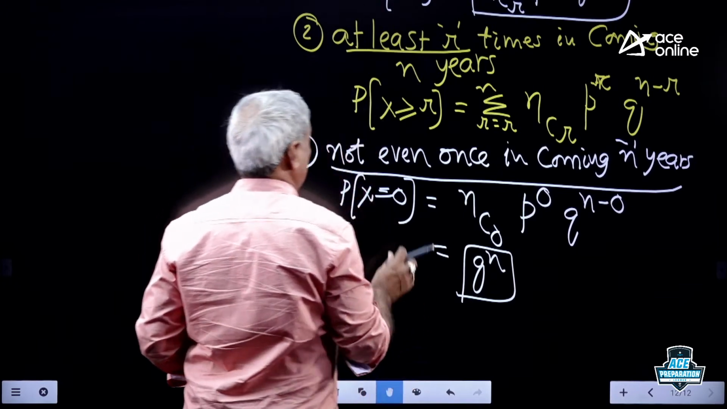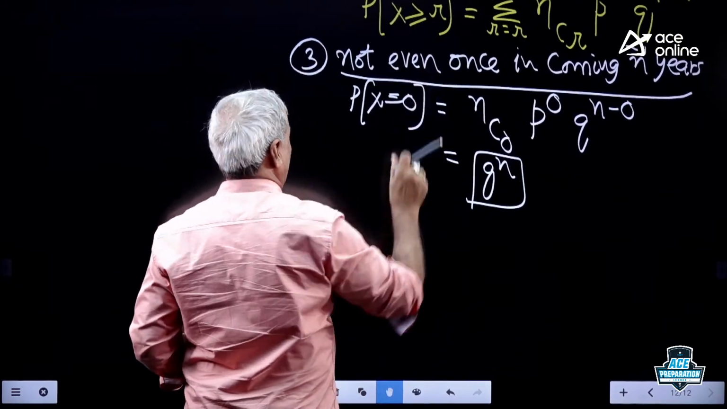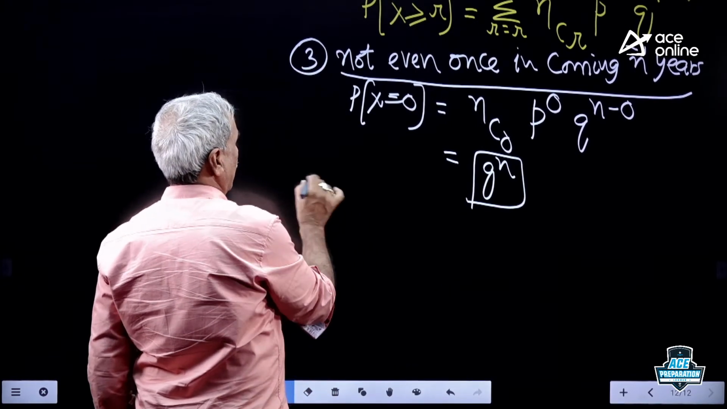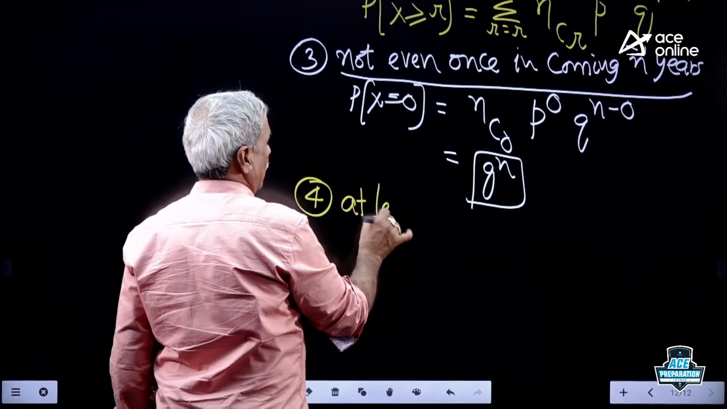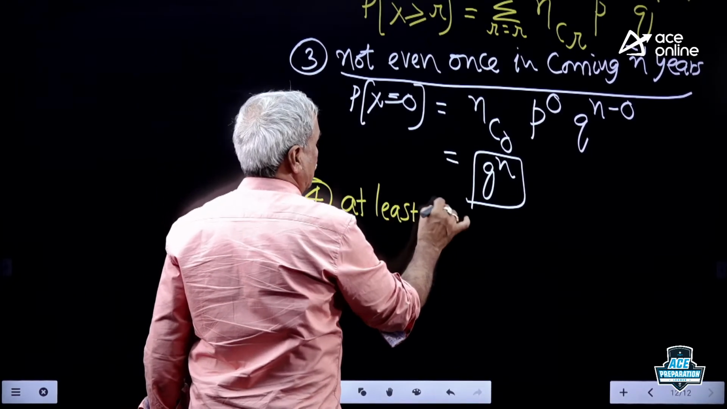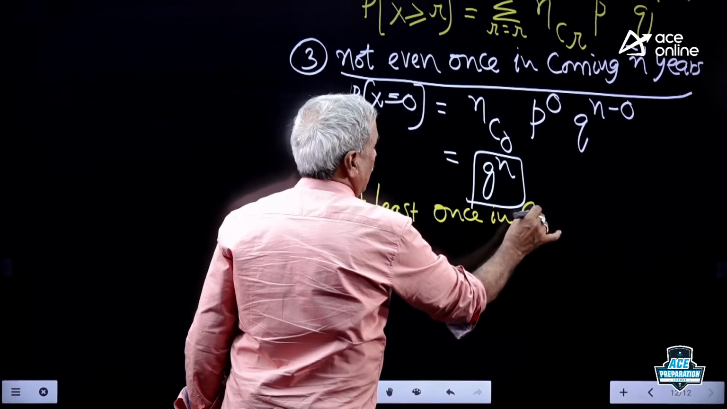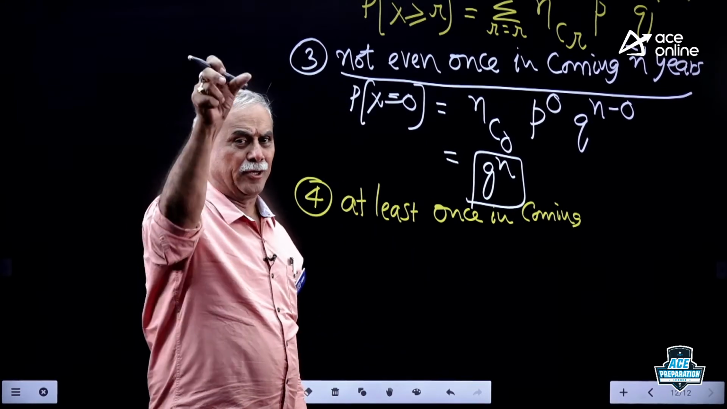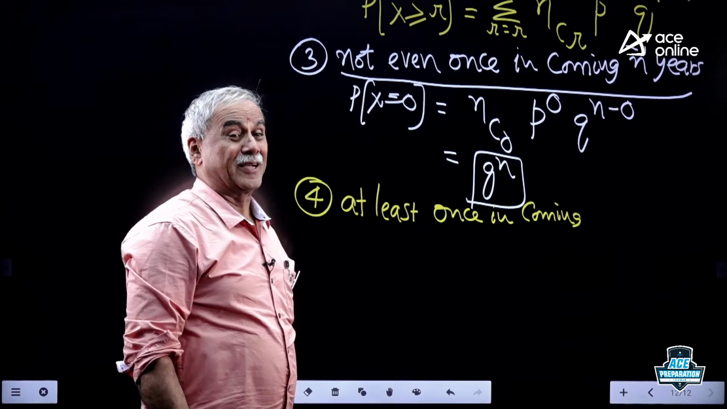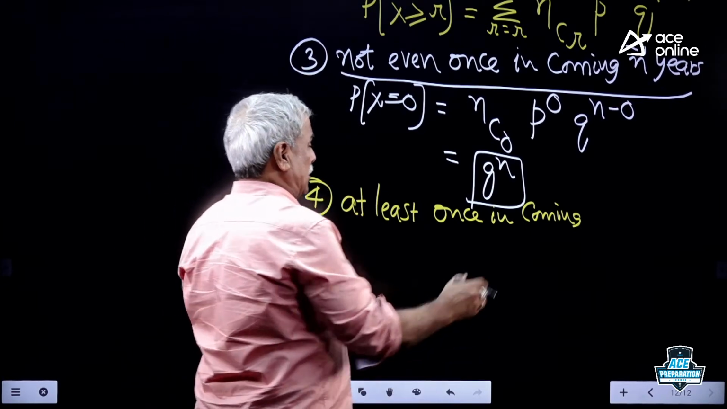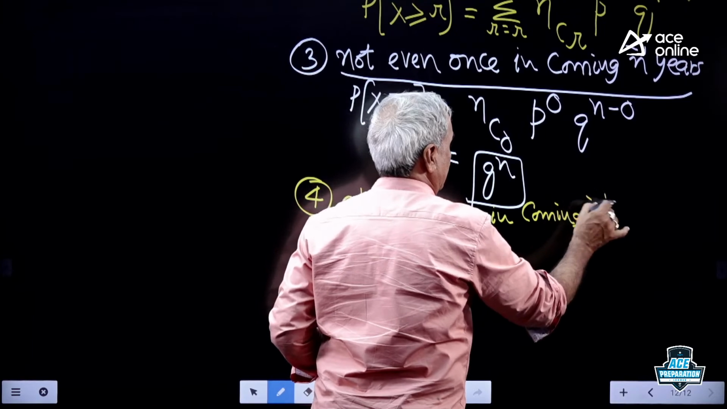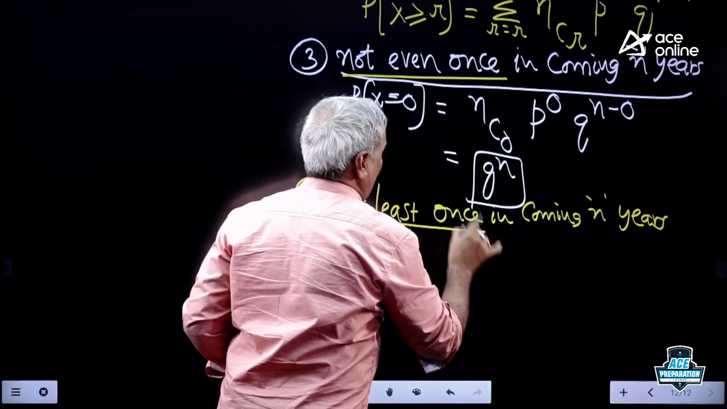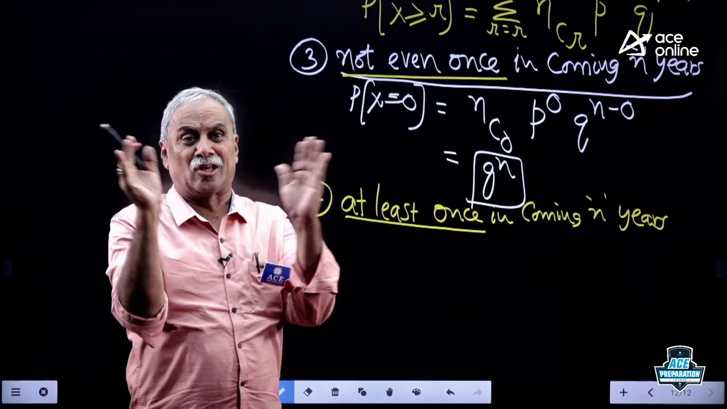And the most important of this subtopic, which I feel is at least once. What are the chances of getting a particular rainfall at a particular rain gauge station with a particular duration, that is, the chances of occurrence of that particular rainfall at least once in the coming n years? This is not even once; it is at least once. Not even once and at least once are complementary.